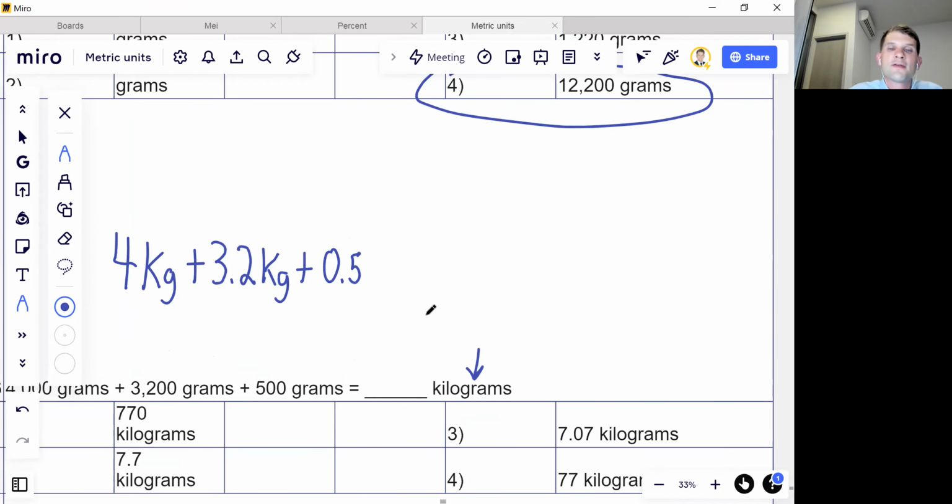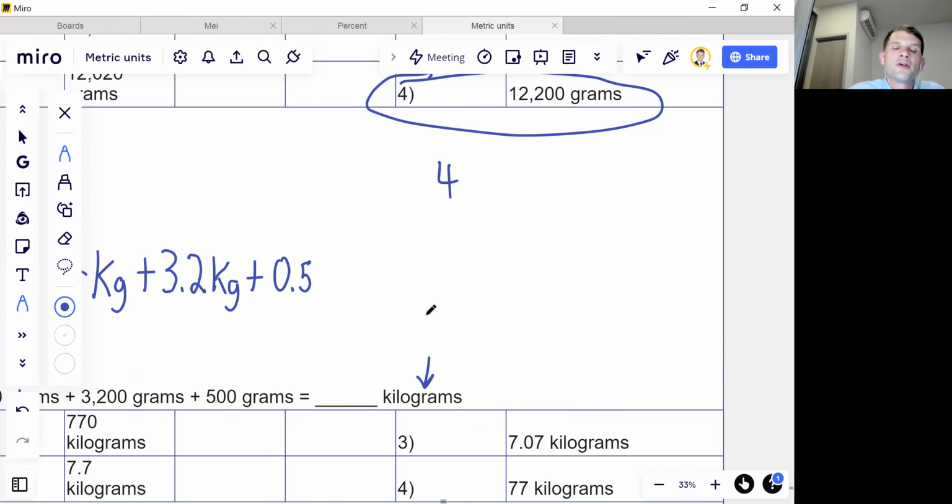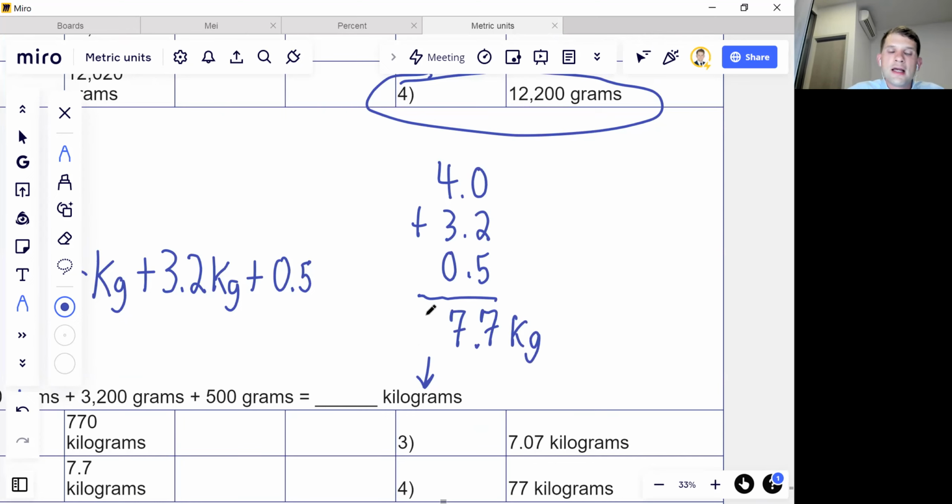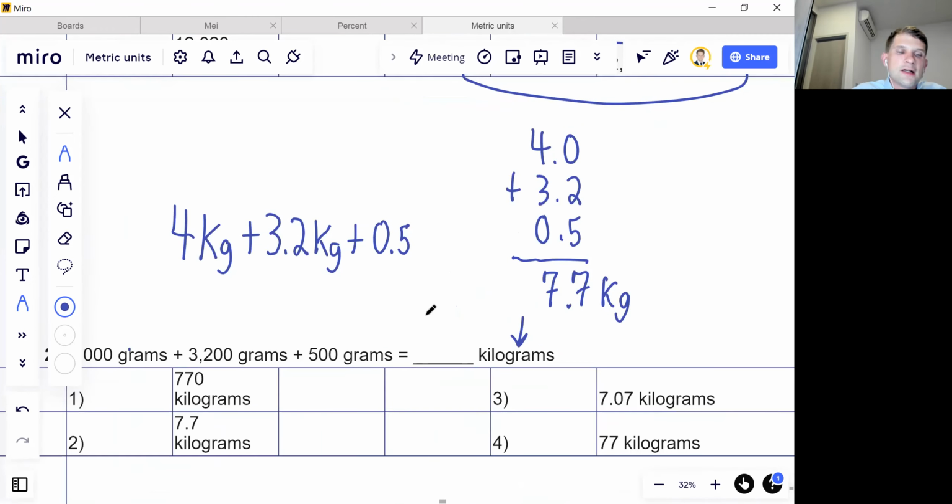I think it might be best to write that vertically here, or you could add it in your head. So we're taking 4.0 plus 3.2 plus 0.5 kilograms. And I get, of course, 7.7 kilograms for that one. And let's look carefully at our options. We see that as number 2, 7.7 kilograms, or 7 7/10 kilograms.